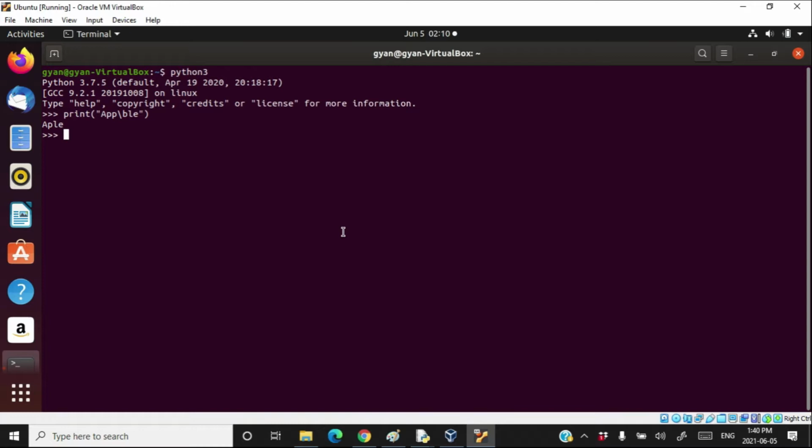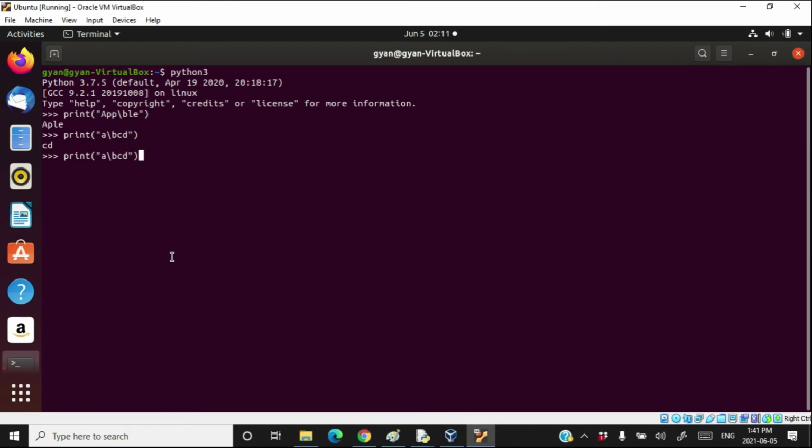Let's see it. Suppose that you have to print the backslash itself. You have to print ABCD, but you have to print A backslash B CD as it is. Getting me? When you press enter, it's not what you expected. You have to print this full thing. Then how will you print?